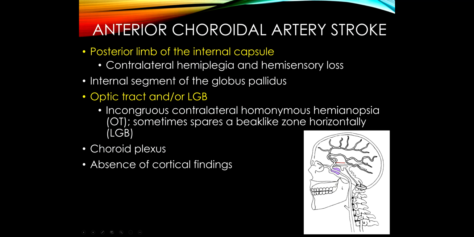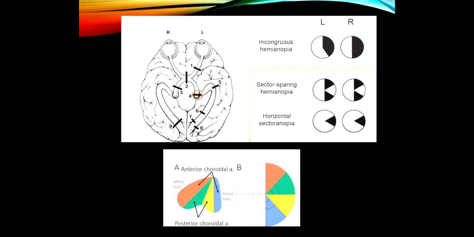And so the key finding here in an anterior choroidal artery stroke is that they usually also have a stroke involving the optic tract and especially the lateral geniculate nucleus of the thalamus. And so the distinctive pattern of visual loss with the stroke here of the lateral geniculate would tell you that it's not a middle cerebral artery stroke.